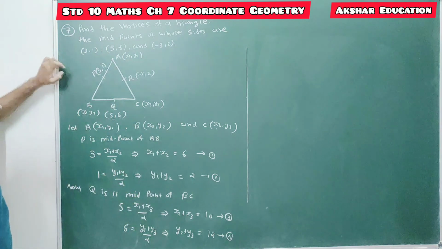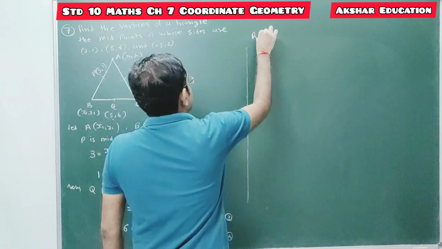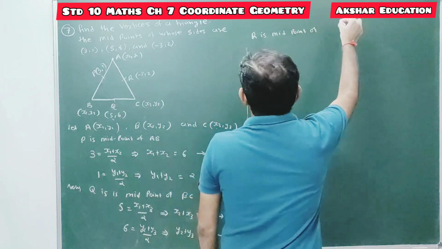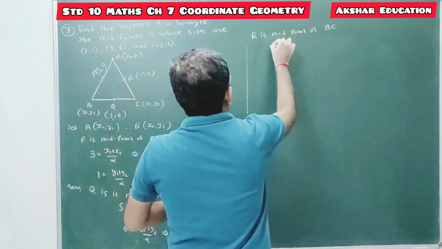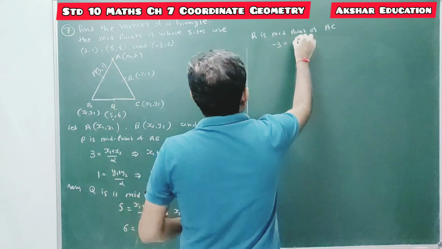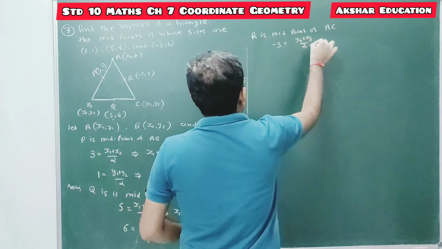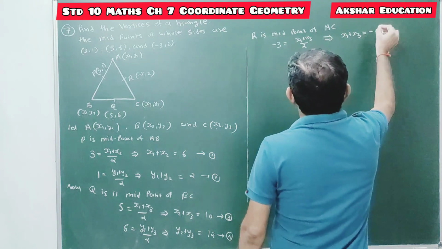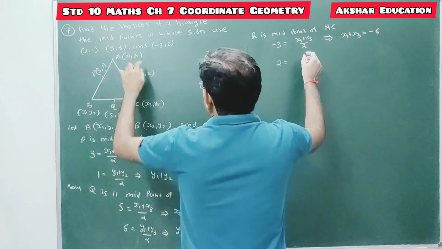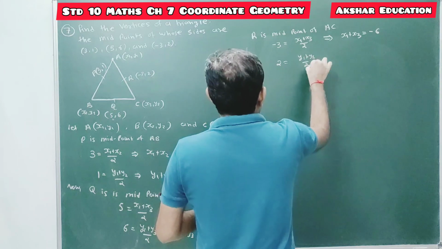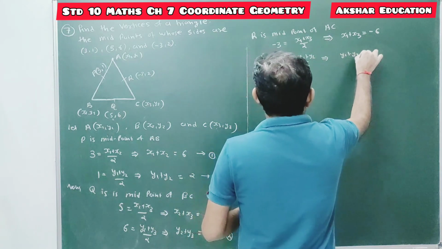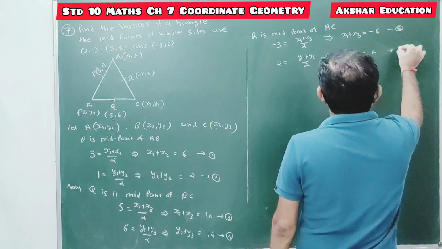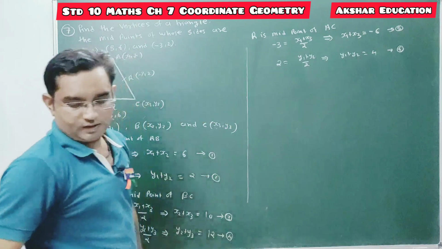Fourth one. Now R is midpoint of line segment AC. So here x coordinate is -3, which is equal to x1 plus x3 by 2. So which implies x1 plus x3 equal to -6. Similarly, y coordinate 2 equal to y1 plus y2 by 2, which gives y1 plus y2 equal to 4. Say this is equation number 5 and this one is equation number 6. Total 6 equations are there.